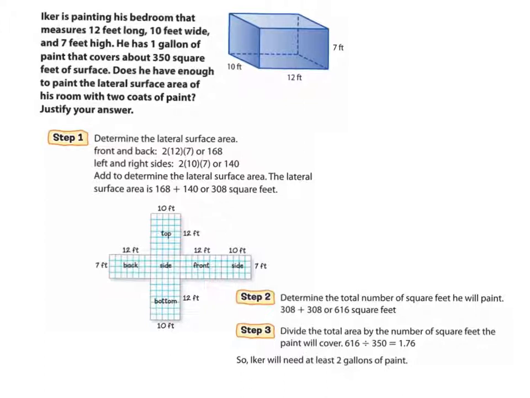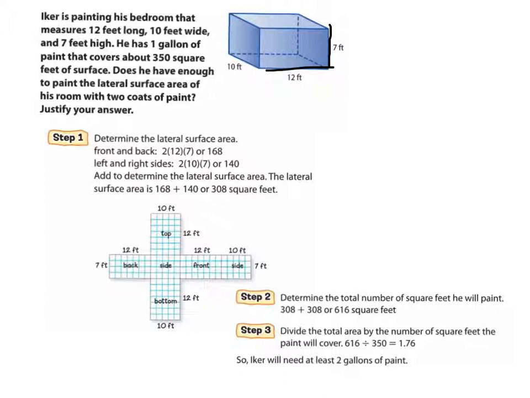So we're going to find our front and back and right sides. Think about it this way. If you think about a room with your picture, are you painting the ceilings? Are you painting the floors? No, you're painting the walls. So we're taking 2 sides, so we're going to take 12 times 7. So we have our 12 and our 7. And that gives us 168 for both sides.